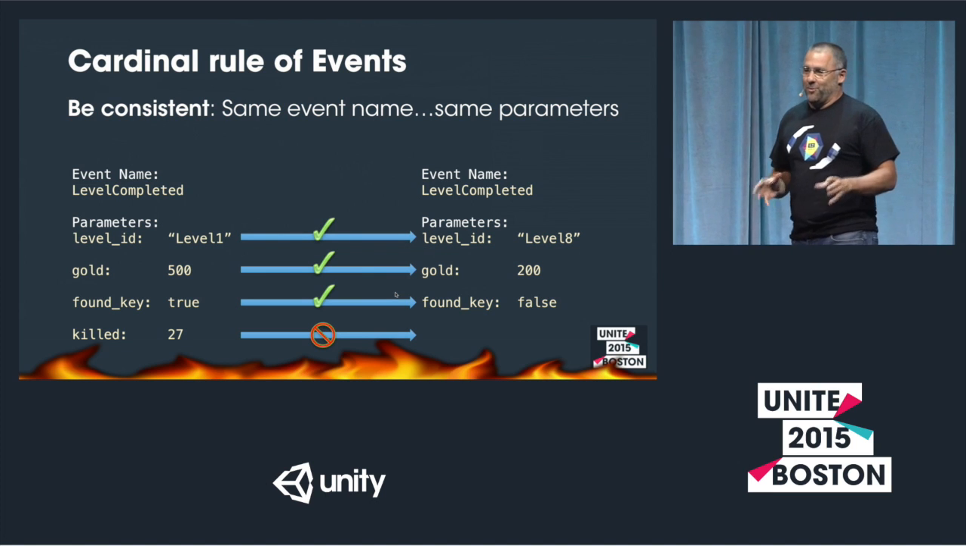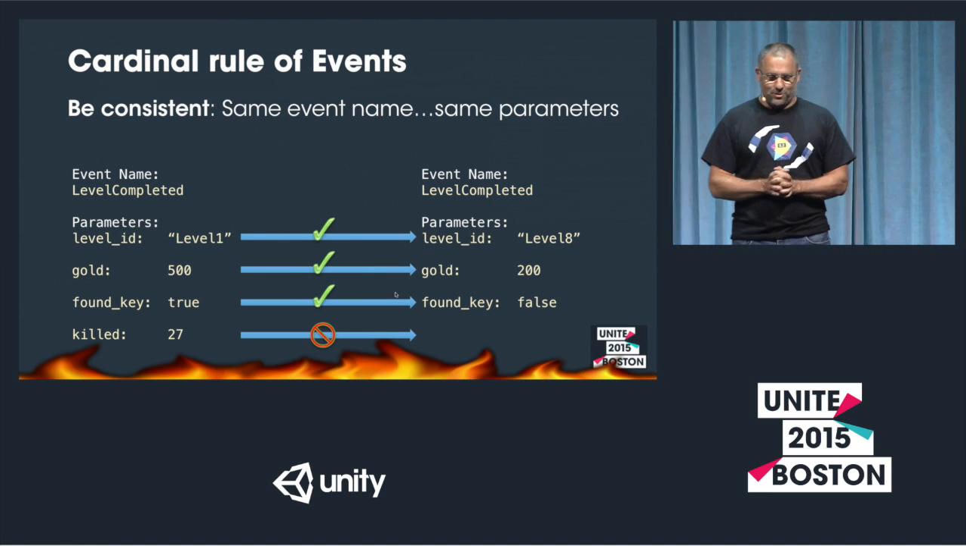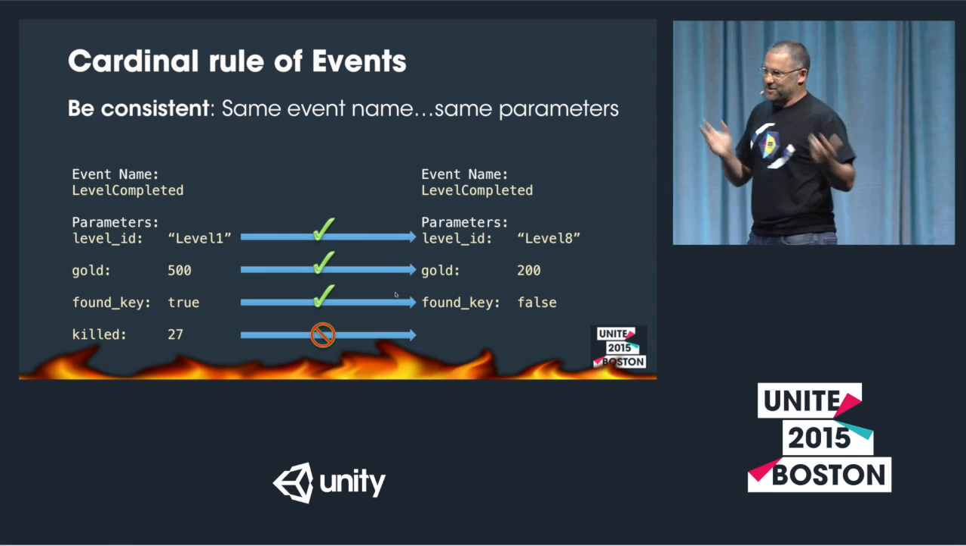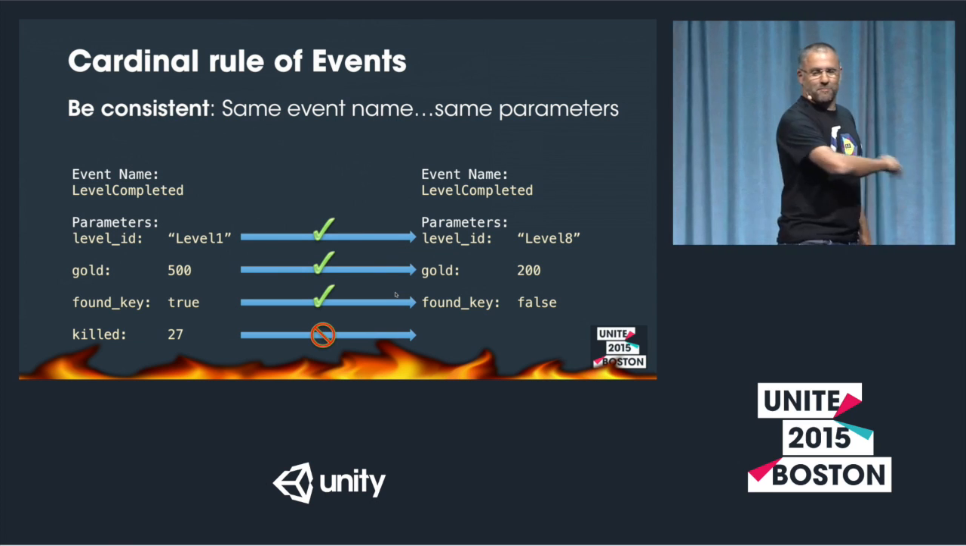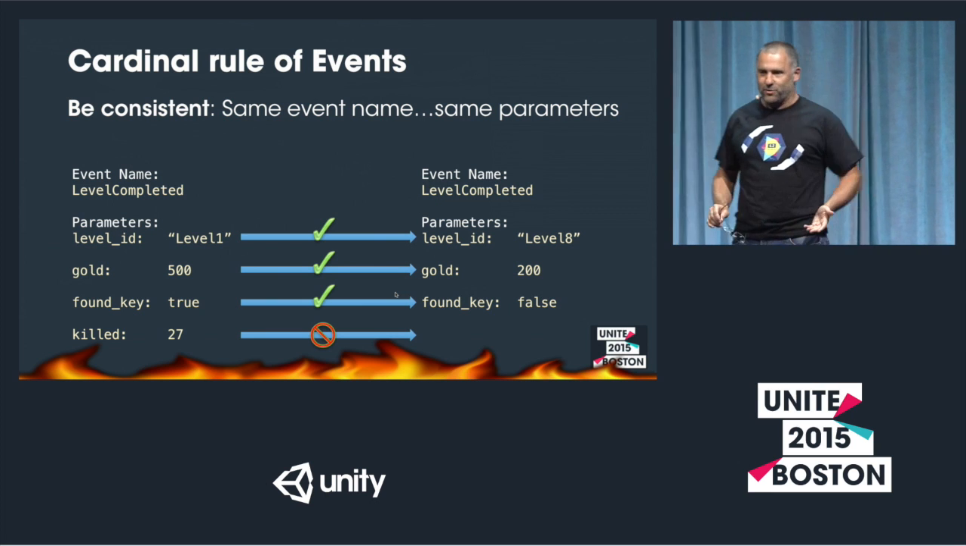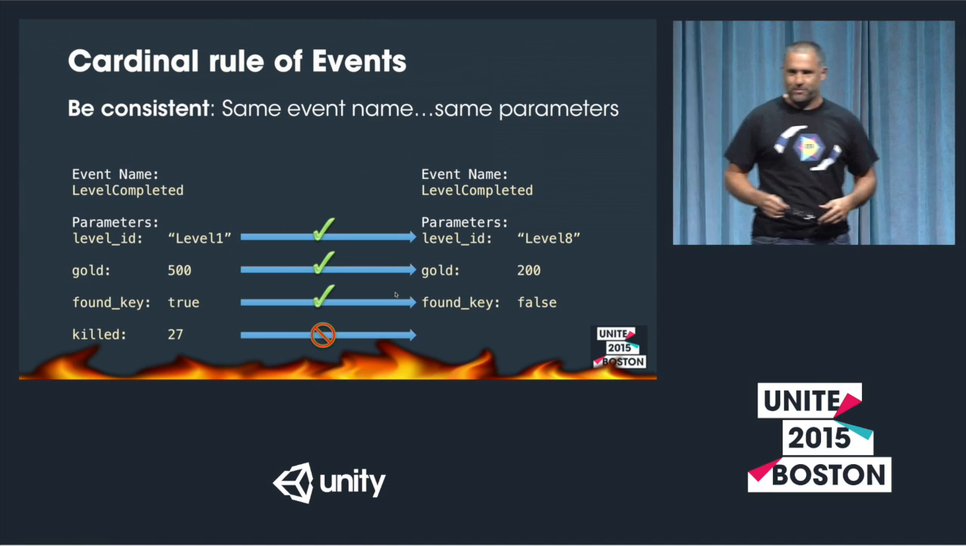The first one, and the one that I really, really urge you to think about, is don't create the same event with different parameters attached to it. We get this from time to time, and it's a real pain. It means your data is hard to interpret. It's hard for you to interpret. It's hard for us to interpret.